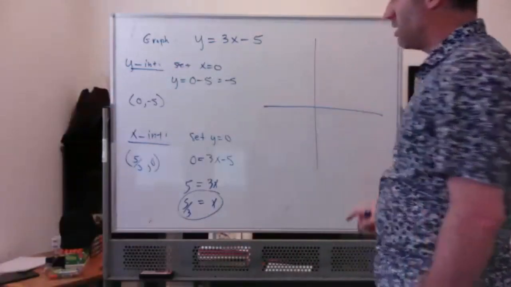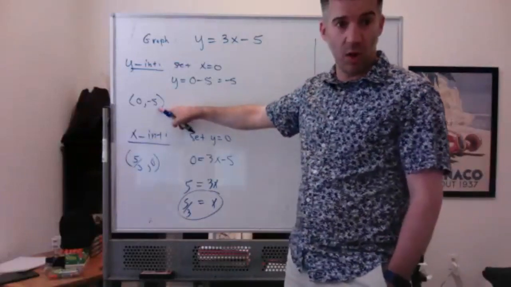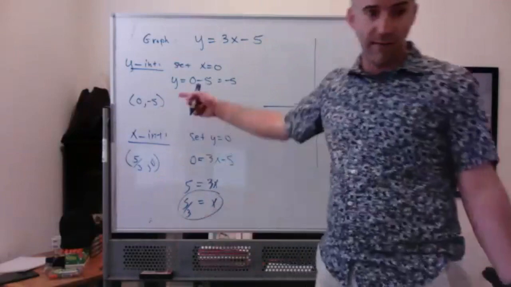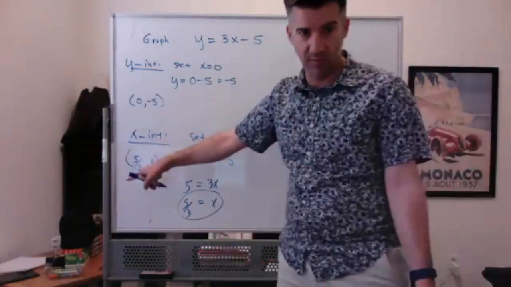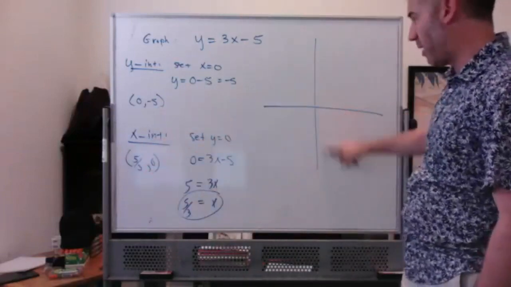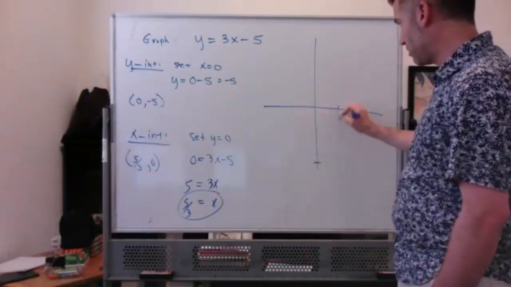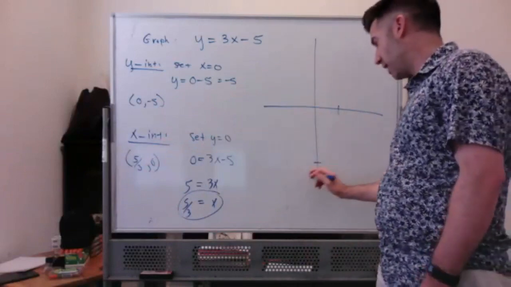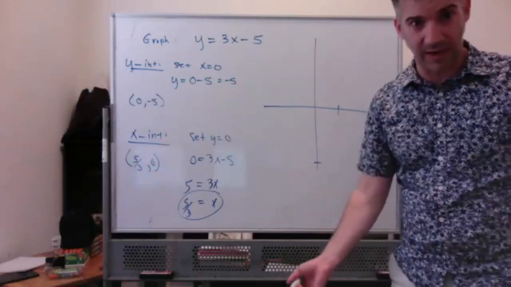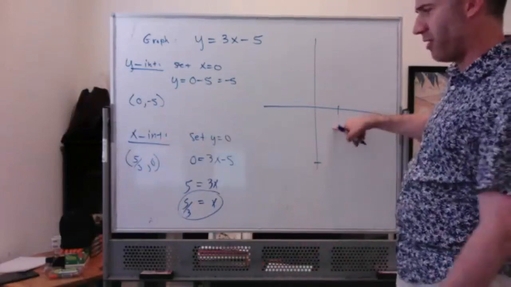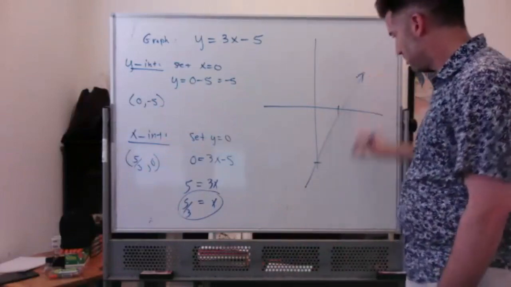-5 is certainly a larger number in absolute value than 5/3, right? 5 away from the origin versus 5/3 from the origin. So I'm going to try and draw my y-intercept further away from the origin than my x-intercept. So there's 0. I'm not even going to label them yet because I know I'm going to miss, right? I usually don't even draw these until I just draw a line. I'm like, okay, further down than over.